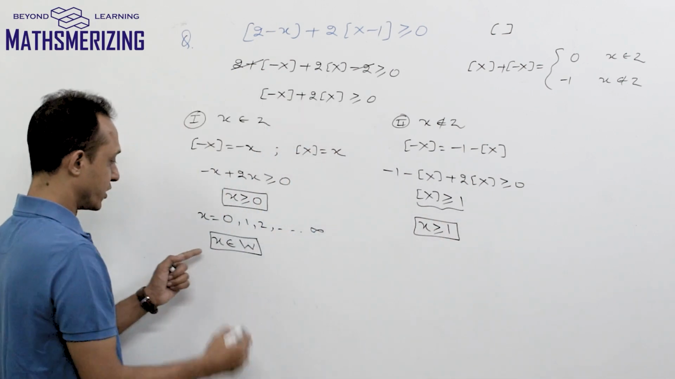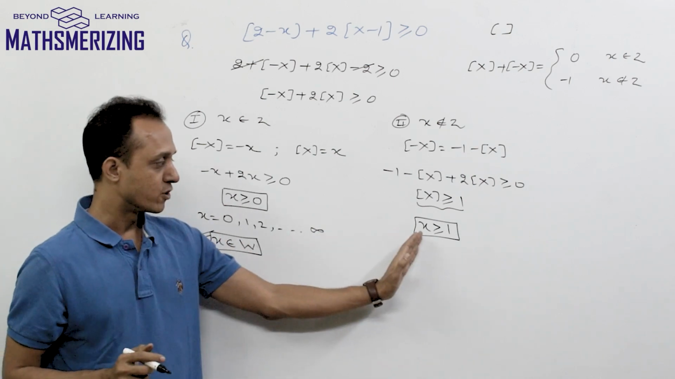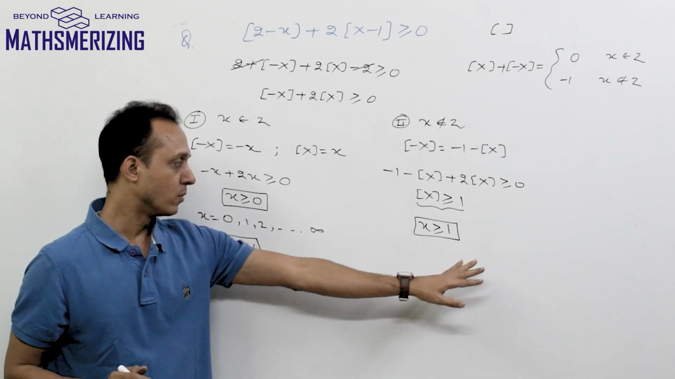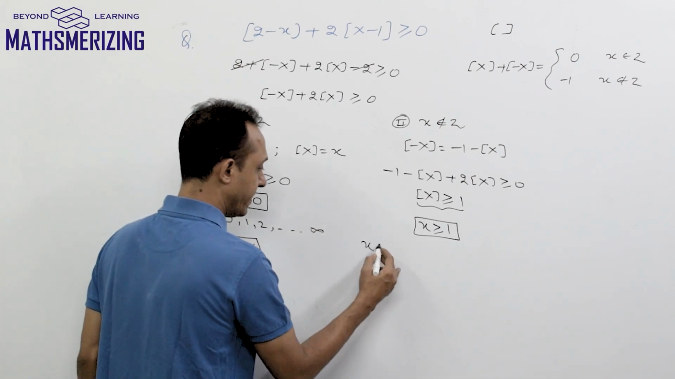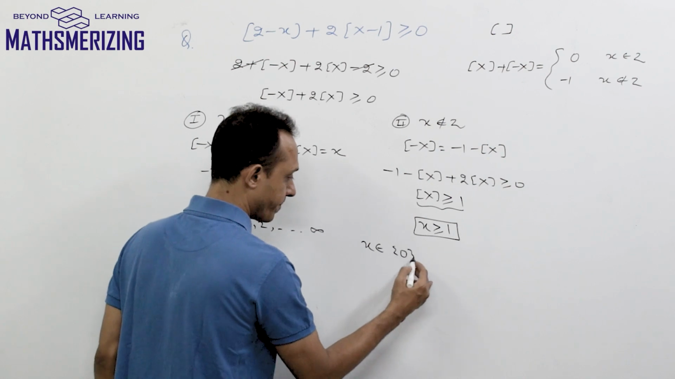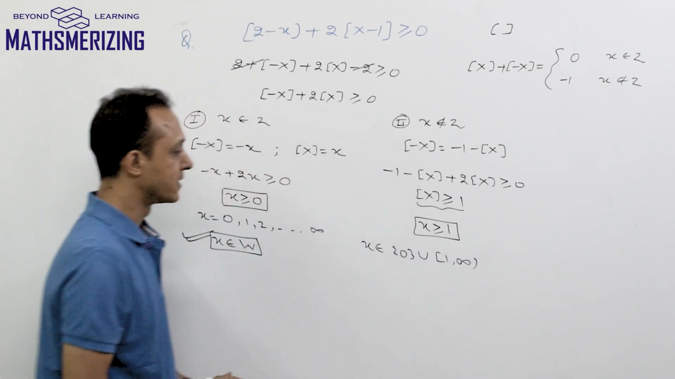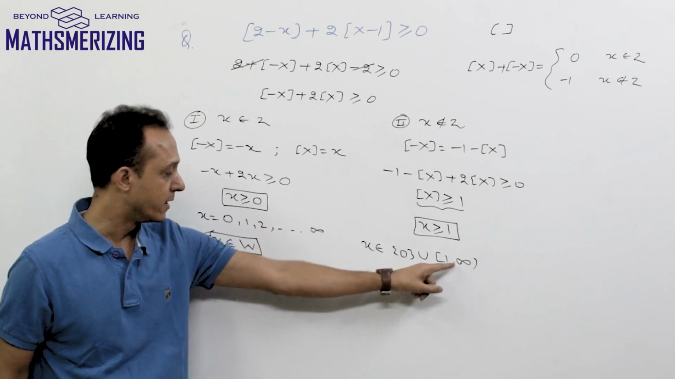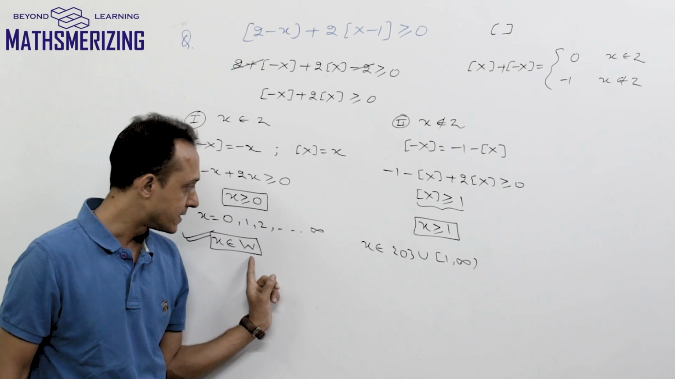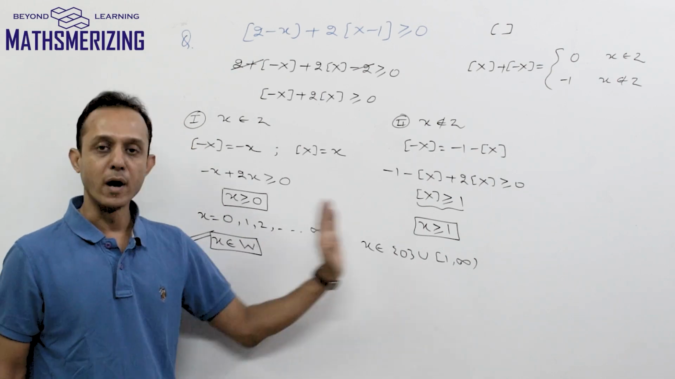So the answer to this question is either x should be a whole number or the value of x should be greater than or equal to 1. So I can say the final answer will be x is either 0 or any number which lies from 1 to infinite, because if it is not an integer, it is included here, and all the integral points are included here from 1 to infinite. So it will be 0 union 1 to infinite.